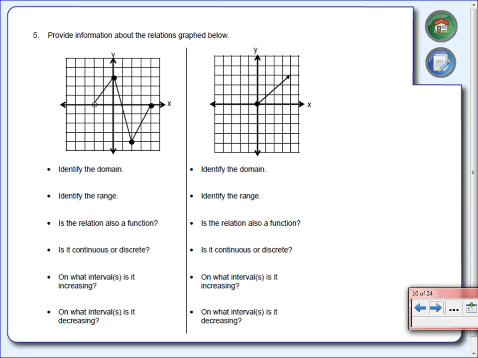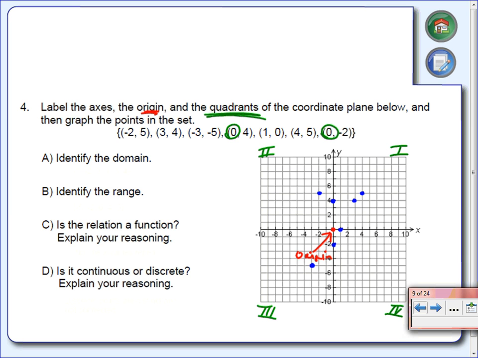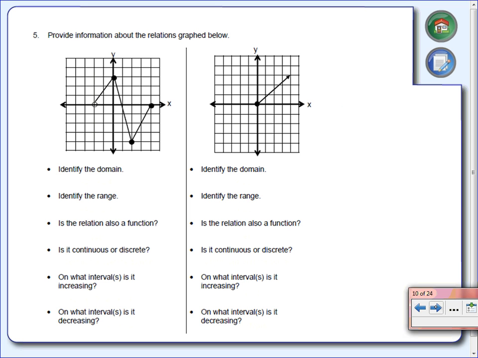All right, so for number 5, we're given a graph. And what they want us to do is identify the domain, the range, tell whether it's a function, whether it's continuous or discrete, and so on and so on. First thing I want to point out is this graph that I have here. Notice that it is different from this graph that we were just working with over here. The question is, how is this graph that I see here different from this graph that I have right here? It has numbers on it. Okay, what else? What's that?